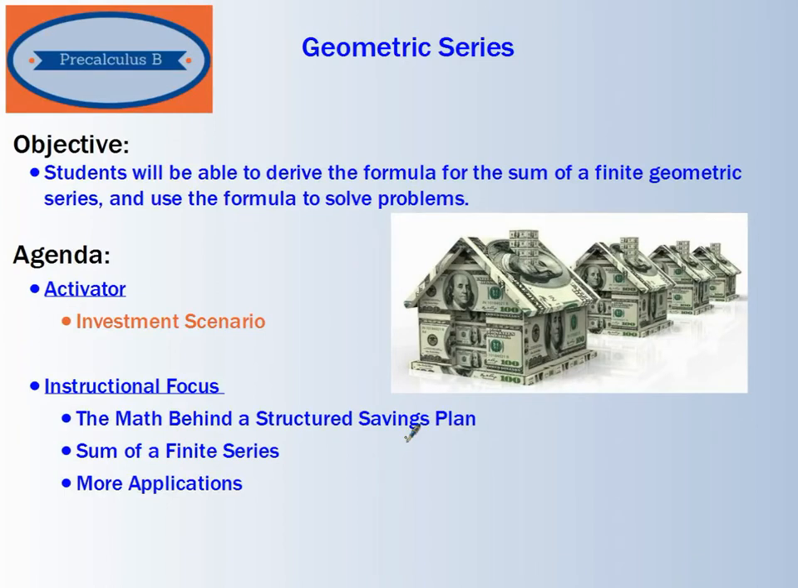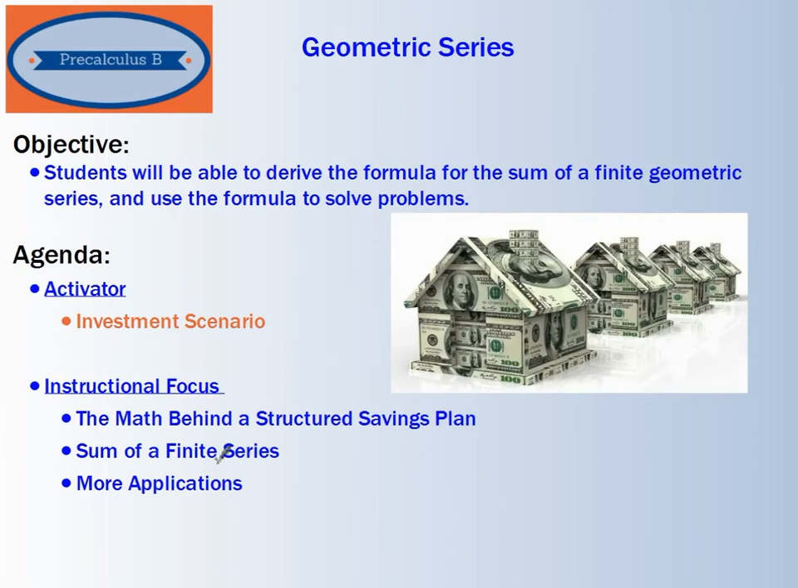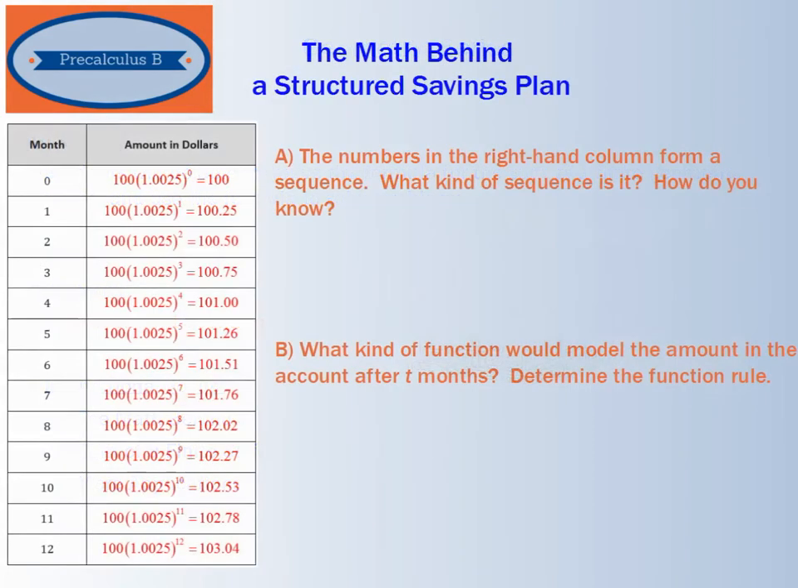In our activator, we took a look at this investment scenario. We saw how there would be this common ratio we'd be multiplying by each time, and how that led to a slight increase in the amount of money that someone would earn in an account over time. We're going to take a look at the math behind that structured savings plan. We're going to look at the sum of a finite series, and we'll look at some more applications of geometric sequences and series in this lesson. So let's take a look then at the math behind that structured savings plan.